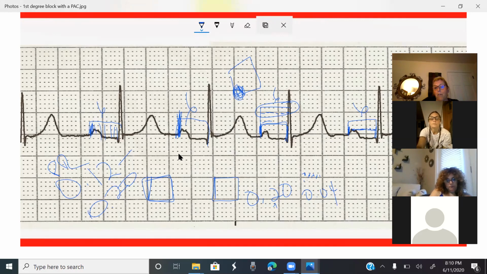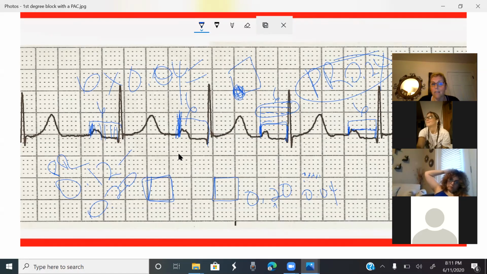But what's our PR interval? Normal is 0.12 to 0.20. What is it? That one would be 0.24. So there's 6 blocks times 0.04, which is 0.24. Is that a normal PR interval? No. That right there is going to tell us what this is. How do I know? Because I already know what it is. Y'all don't know what it is yet, but we can move on.